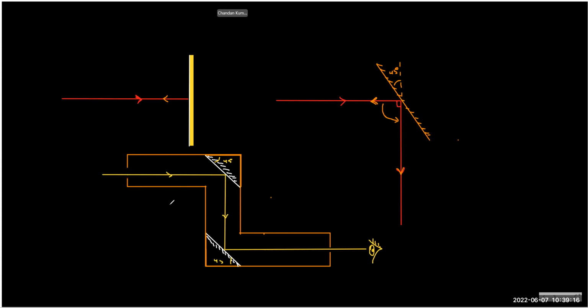The same is also designed using two right angle prisms with a refractive index good enough to make the TIR. We'll see in the prism chapter how it is designed. So this is a simple periscope.